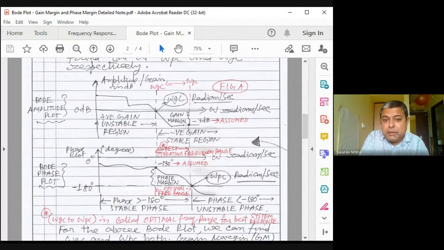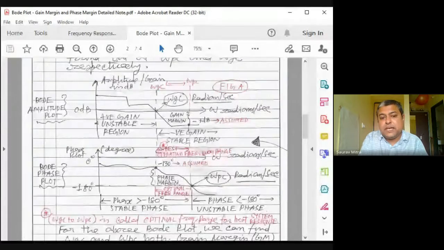Between omega GC and omega PC, what is the amplitude? Amplitude is less than 0 dB. Amplitude is stable between omega GC and omega PC, 10 radian to 50 radian per second. This is how we define the system bandwidth. What happens in the system bandwidth? In the system bandwidth, the amplitude should be less than 0 dB, and we find that between omega GC and omega PC it is. And phase should be greater than minus 180. That we are also finding.